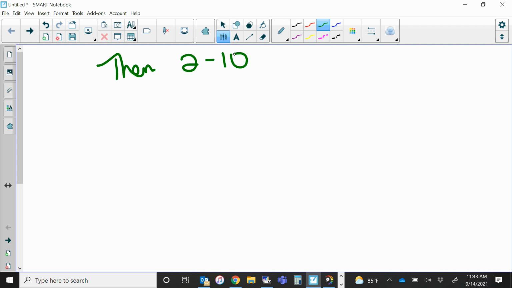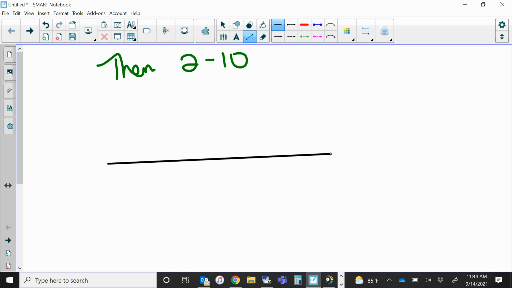It says, through a point, not on a line, there is one and only one line parallel to the given line. So I will show you this with pictures, better than words. There's a given line. Here's my given line. Does everybody understand that? There's a point that is not on that given line. What this theorem is stating is there is one and only one line that will go through that point that will also be what? It will also be parallel to this line down here.